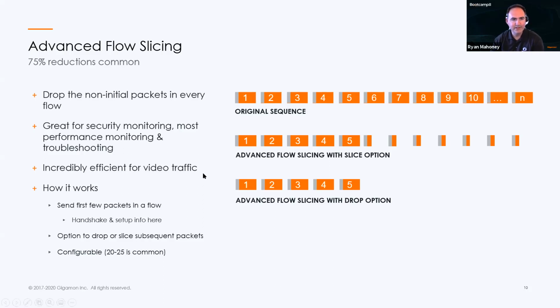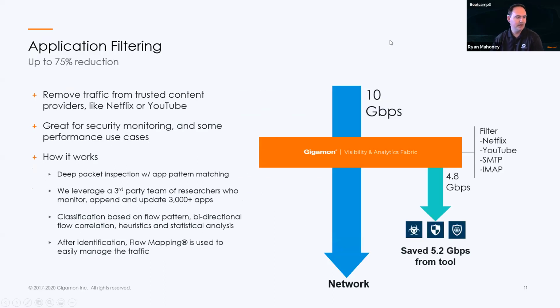All right, so let's move on. So that's advanced flow slicing. The next one here is application filtering. So this works off of us doing a deep packet inspection to understand what is the over-the-top application being used. For example, is it Netflix? Is it YouTube? Is it Yahoo? What's the over-the-top application being used? And then you, as the user, have the ability to configure which of these over-the-top applications you want to filter out. What do you not want to send to the probe?